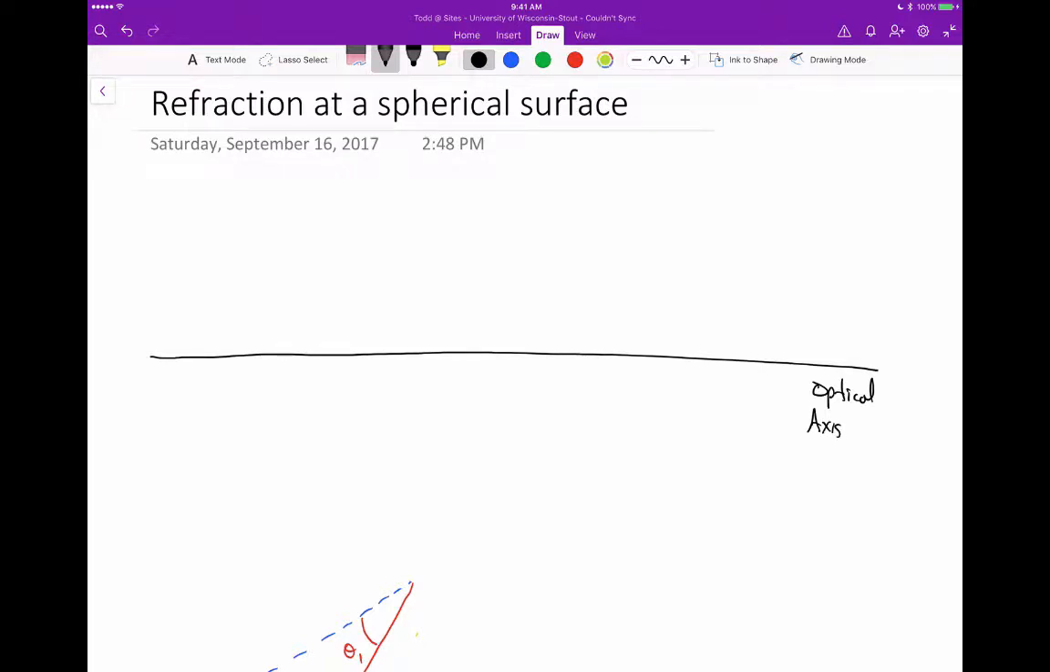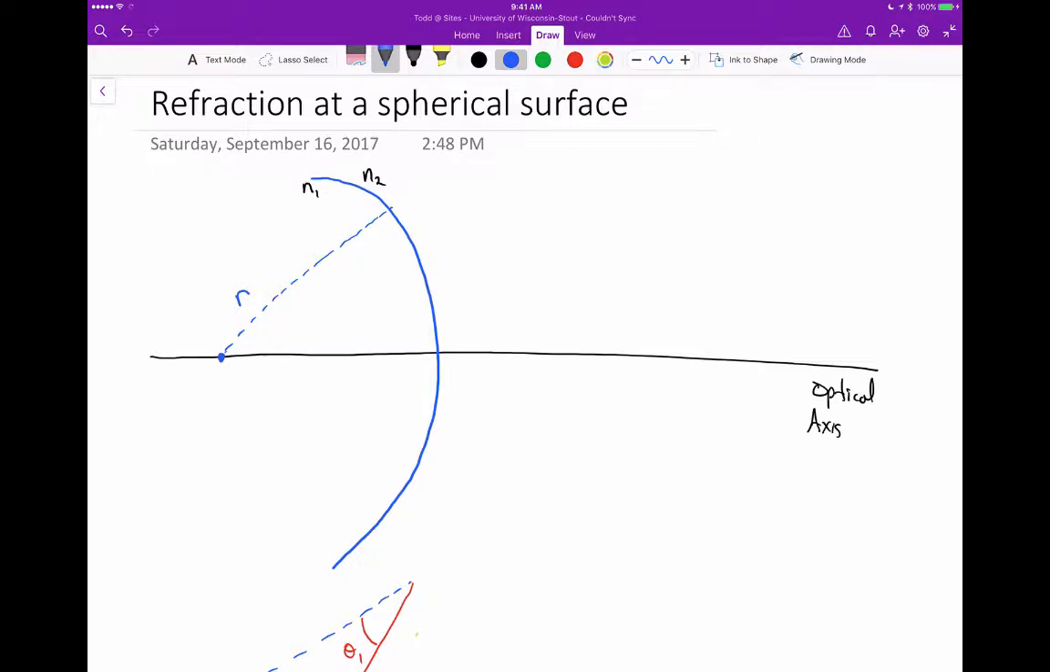Taking a look at refraction at a spherical surface. And just for simplicity, I'm going to create a spherical surface bending in this direction. We're not making any assumptions about the medium on either side, other than that on this side of the sphere we have index of refraction n1, on this side n2. And the circle has a center right here, and radius of lowercase r.